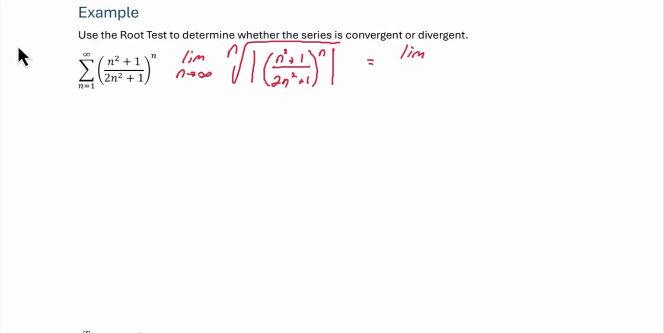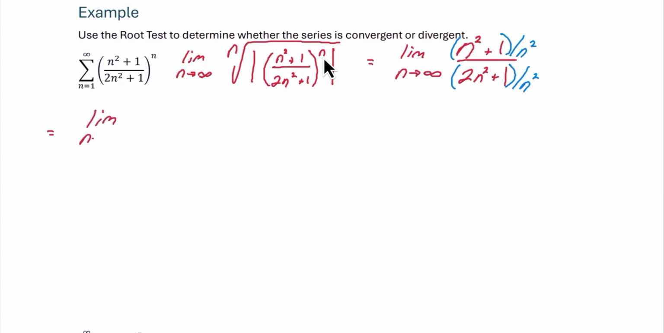We'll copy the limit. Notice that the nth root and the nth power will essentially cancel each other, leaving us with n squared plus 1 divided by 2n squared plus 1. Now we simply have a limit at infinity. We'll divide the numerator and denominator by n squared. That is the highest power of n that occurs in the denominator.